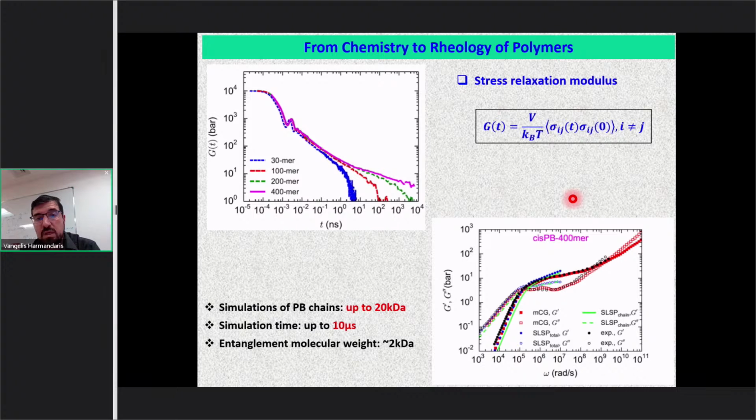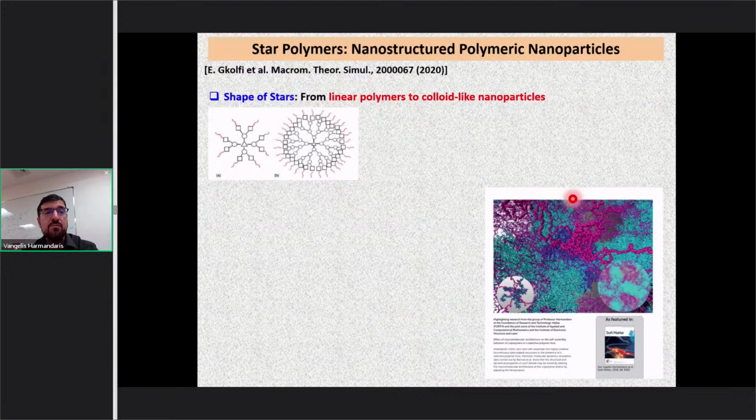Now, besides this, which belongs to what I've said as polymer nanostructured materials, a different type of materials are star polymers, for example. These are used for a very broad range of applications nowadays.